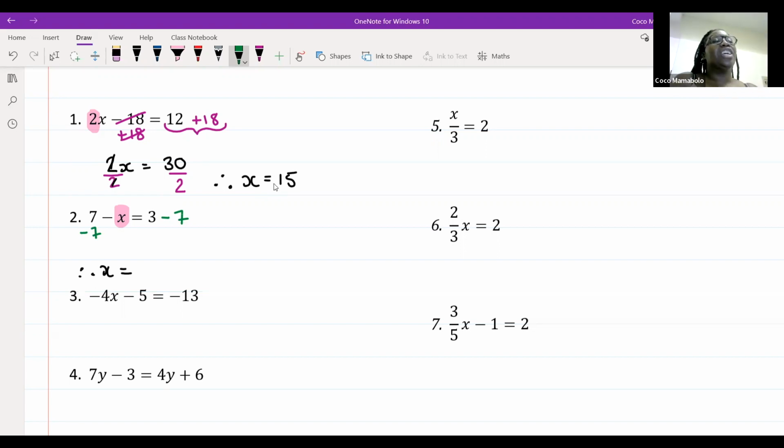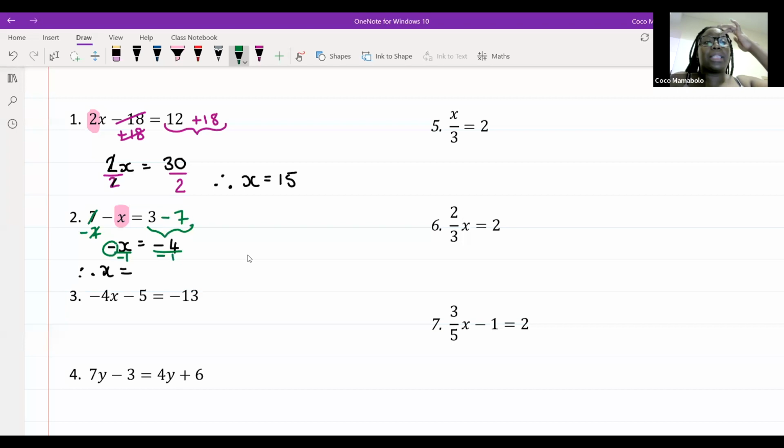Excellent. Right. So 7 minus 7 is going to give me 0, and I'm going to end up with negative x is equal to, and then I have to do this operation. 3 minus 7, that's going to give me negative 4. Okay. But I don't want negative x. I want x. So I still need to divide by negative 1, and I divide by negative 1.